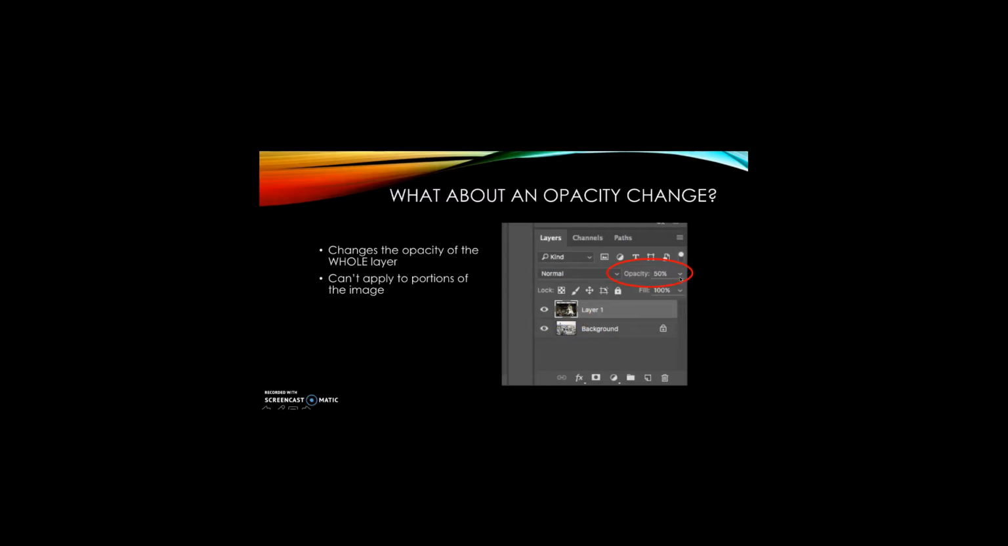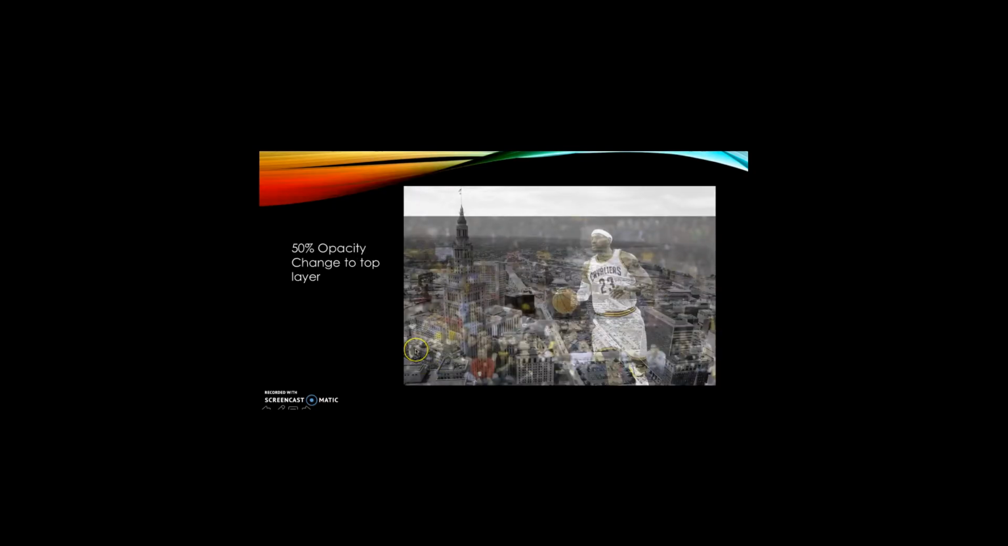I clicked the caret by the opacity option in the layers panel and changed it from 100%, completely visible, to 50%. Let's see what happened. As you can see, an opacity change made the whole image of LeBron half visible. But I want LeBron 100% visible. Let's try something else.